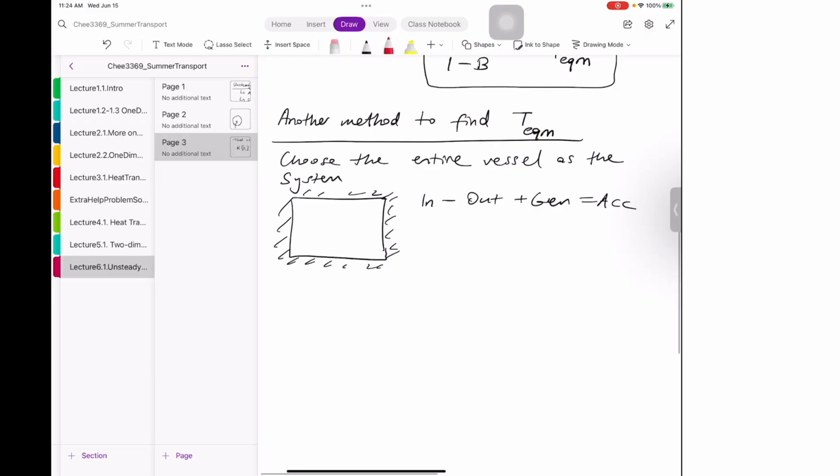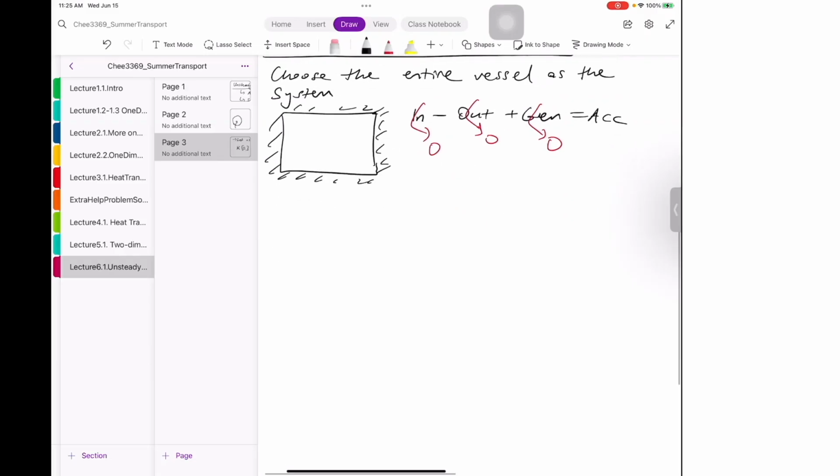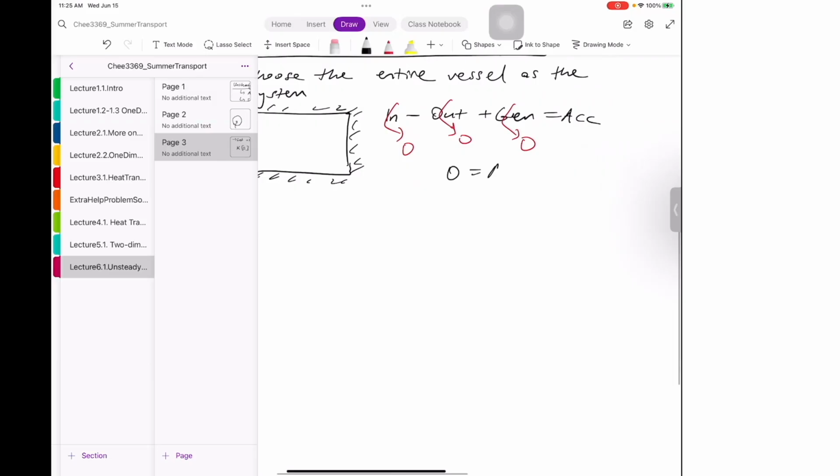And let's say nothing is getting in, nothing is going out, nothing is being generated. So the accumulation must be 0. And the accumulation, you can think of it as the accumulation within the solid plus the accumulation within the fluid, right? It's basically the sum is 0, but separately the solid and the fluid might not be 0.